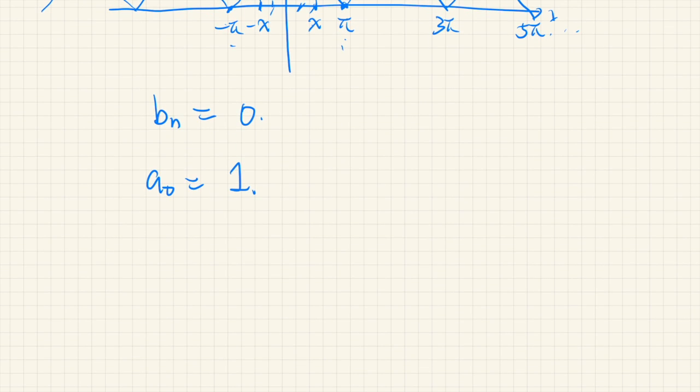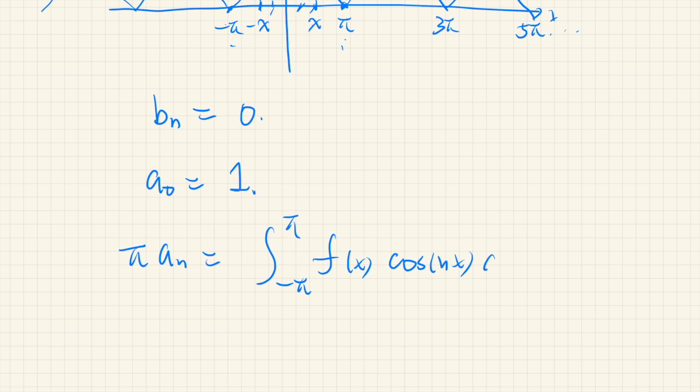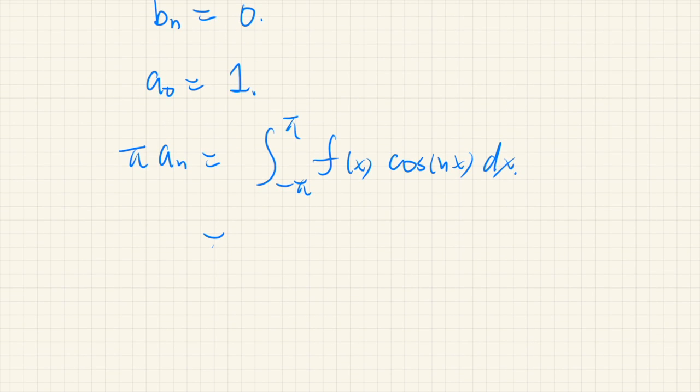And more generally, let's say pi an is this integral, f of x cosine nx dx. And since this is even and this is even, the product is also even. So we can only consider the interval from 0 to pi and multiply by 2. And in this interval, the function is given by just x times 1 minus x over pi.